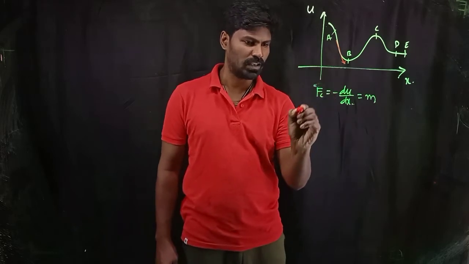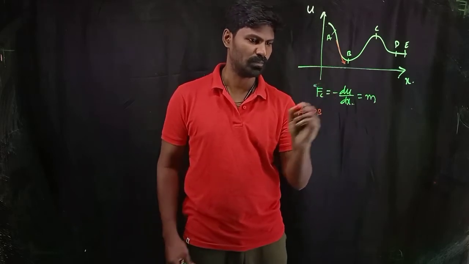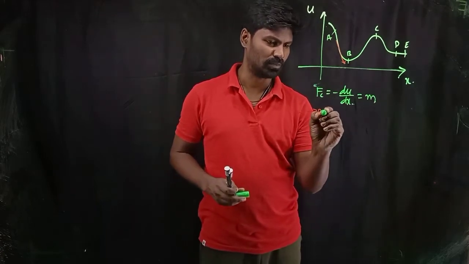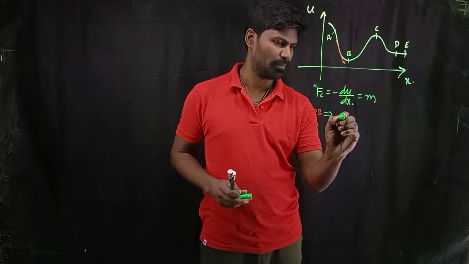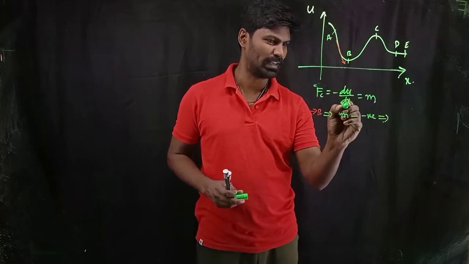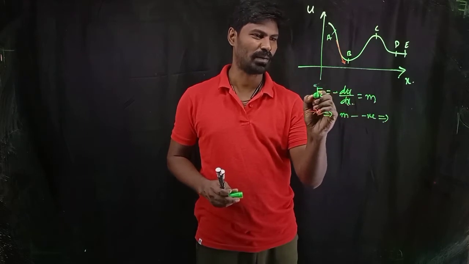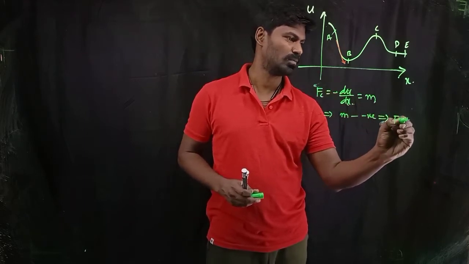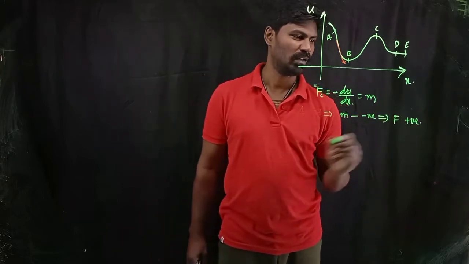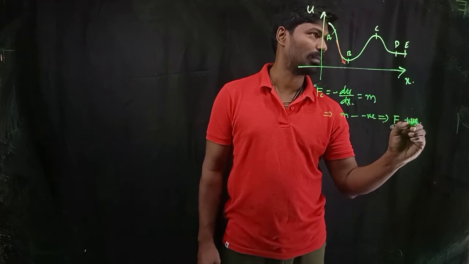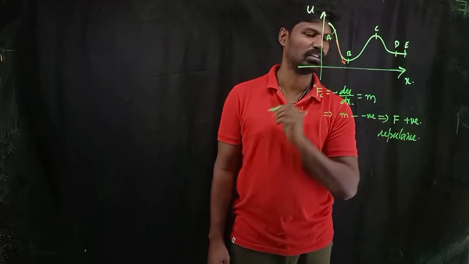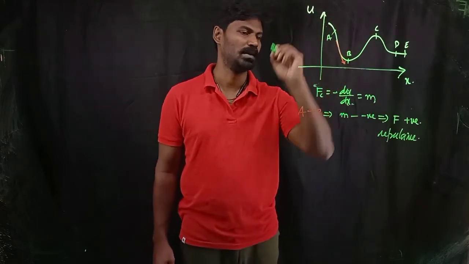So in the region A to B, what's happening? For the region A to B, the slope is negative. Slope m is negative. That implies du by dx is negative. Negative into negative is positive. So F is positive. Force is positive means, is it an attractive force or a repulsive force? Positive force means the force is repulsive in nature. The nature of force is repulsive in the interval A to B.